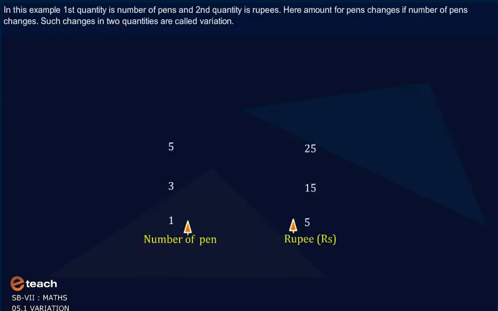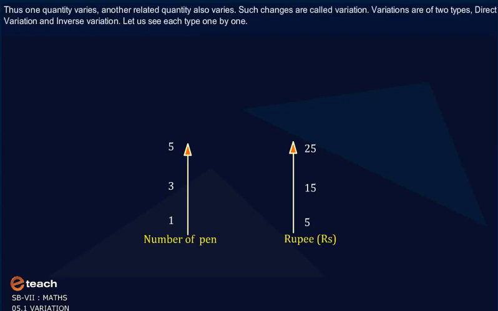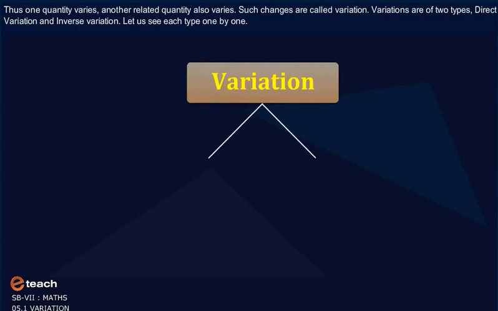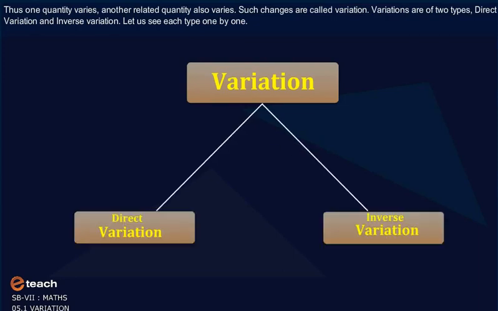In this example, the first quantity is the number of pens and the second quantity is rupees. Here, the amount for pens changes if the number of pens changes. Such changes in two quantities are called variation. Thus, if one quantity varies, another related quantity also varies. Such changes are called variation. Variation is of two types, direct variation and inverse variation. Let us see each type one by one.